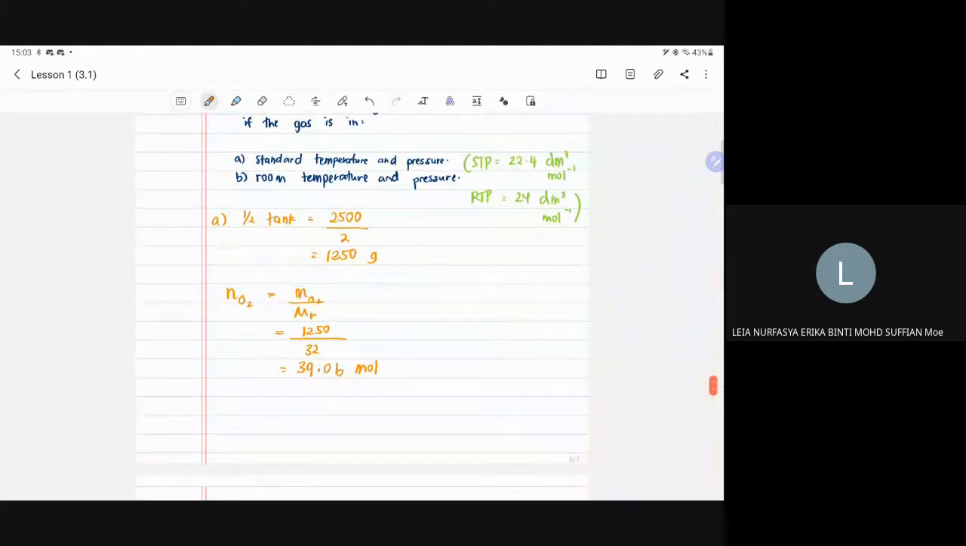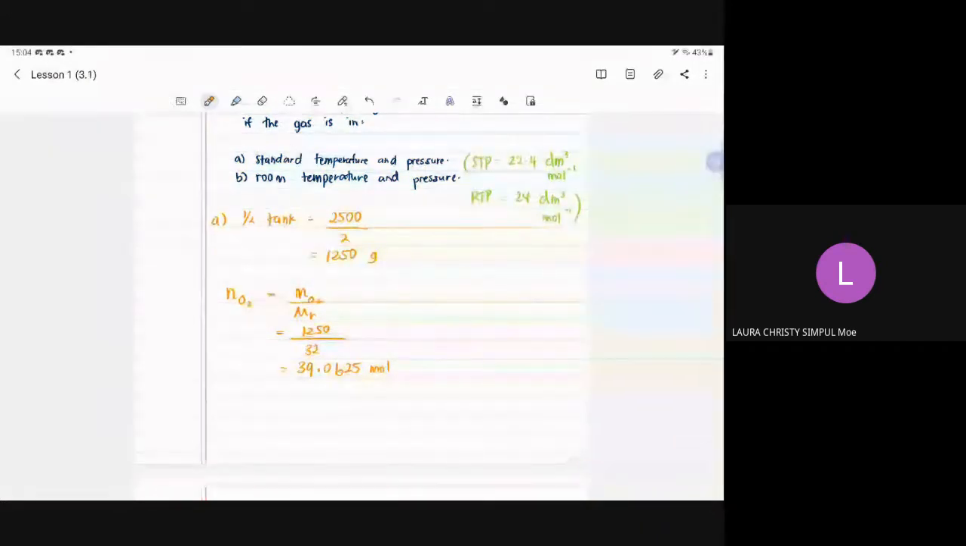Okay. So now we have the number of mole. Kalau ambil semua tu perpuluhan, ambil berapa perpuluhan? Ambil 4 terus. Boleh? Kita ambil 4 terus lah supaya senang nampak dia punya ni. So 39.0625 mole. Okay. Now, kita dah dapat number of mole.